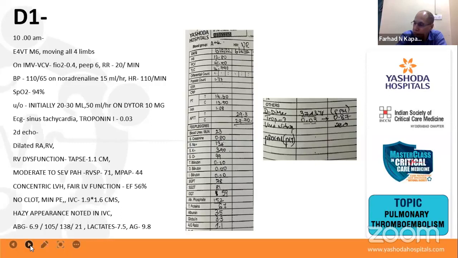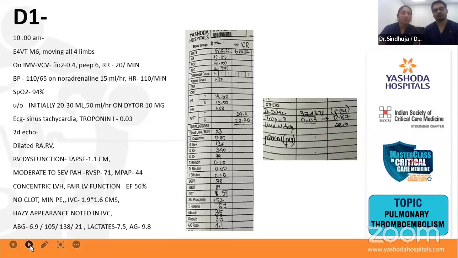Right, continue. She was on ventilator, volume control mode, FiO2 0.4, PEEP 6 and respiratory rate of 20 per minute. She was maintaining BP of 110/60 on noradrenaline. What is the tidal volume? You haven't told us that. 450 ml. Where is it written? I haven't written. Okay, fine.